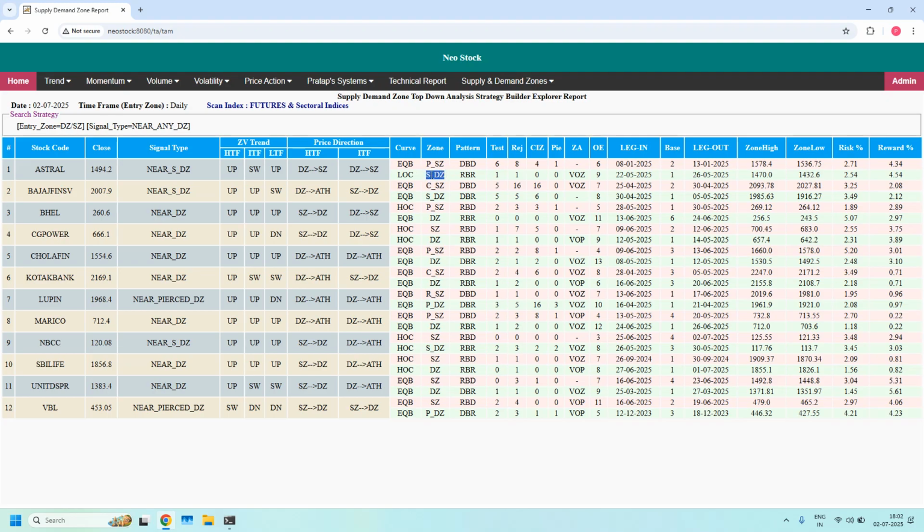Astral is having a daily high liquidity demand zone. Bajaj Finserv is having a daily high liquidity demand zone. NBCC is not valid because it is a pierced zone. You can use this for pierced zone strategies if you already completed lesson 28, where I explained all the pierced zone strategies. That's it. We got only two daily high liquidity demand zones from this list, Astral and Bajaj Finserv.